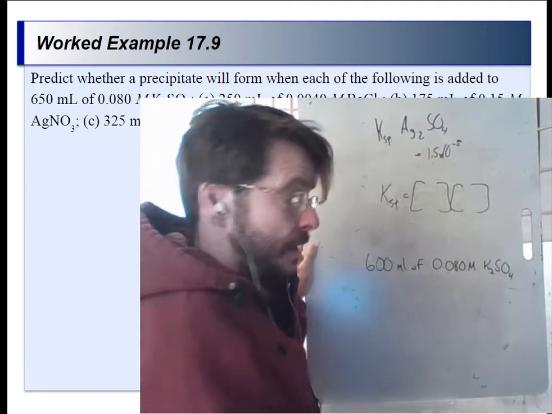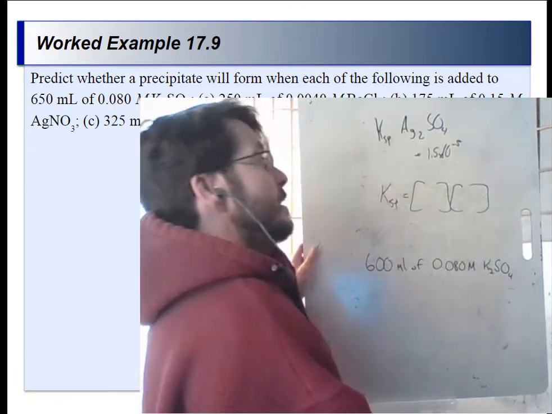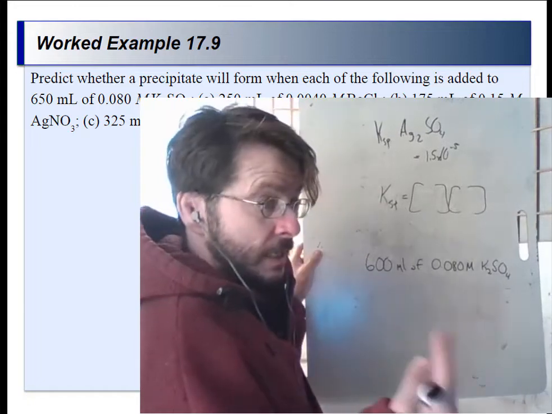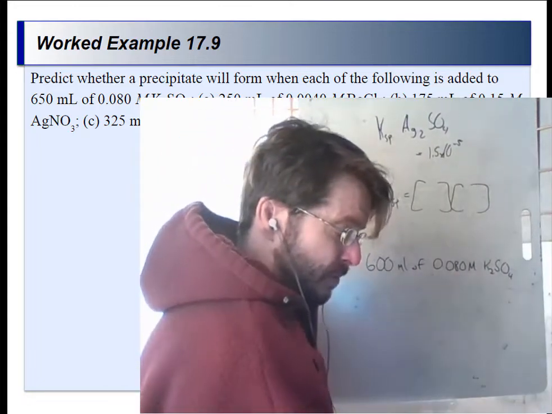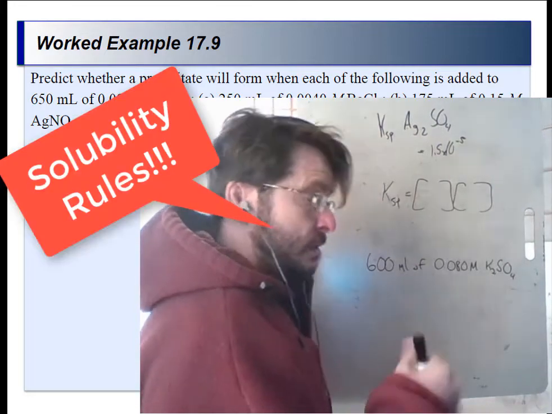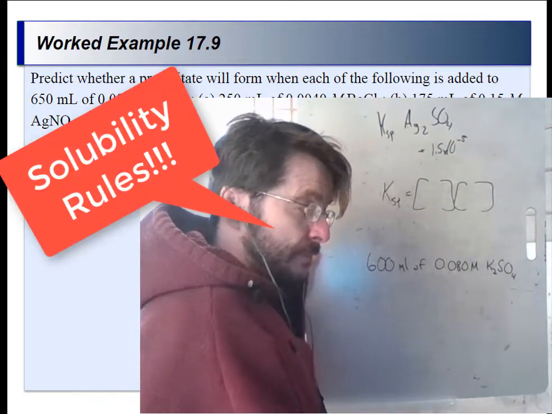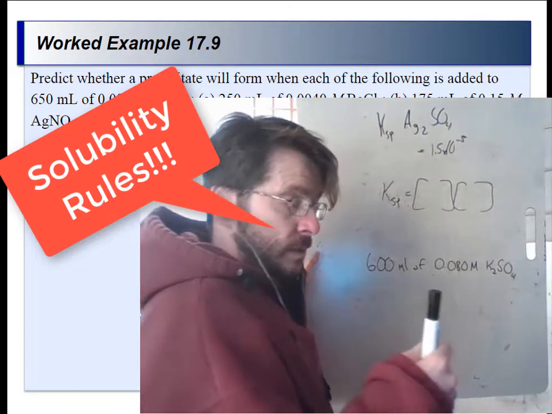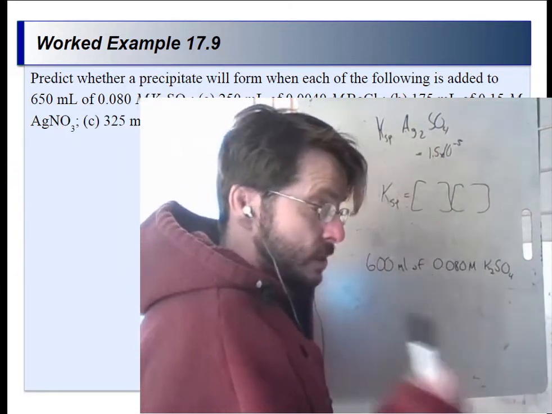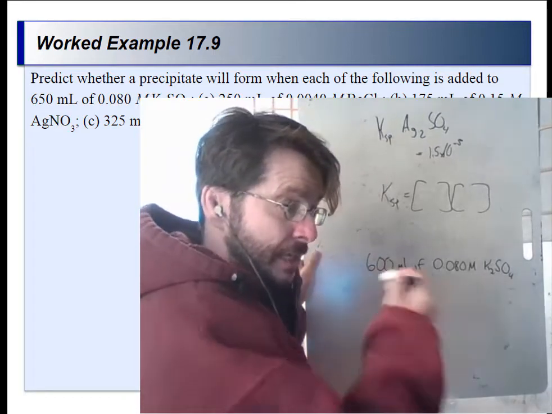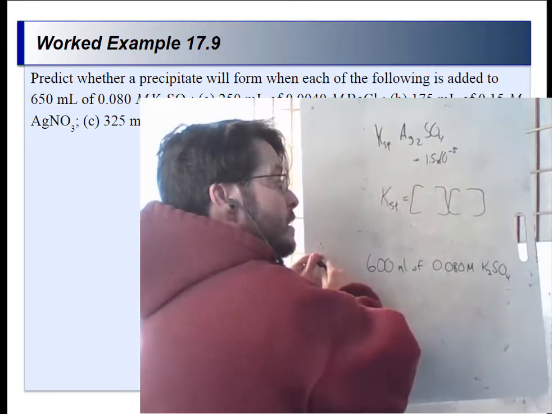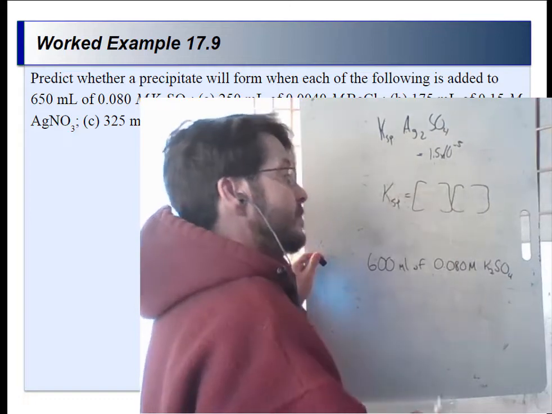Let's talk about another utility of KSP, and that's using it to predict whether or not a solution will precipitate. Last year, we talked about solubility rules. But this time, solubility rules will help guide us, but they are not hard and fast. It's not like something that will always be true. Sometimes things will or will not precipitate.